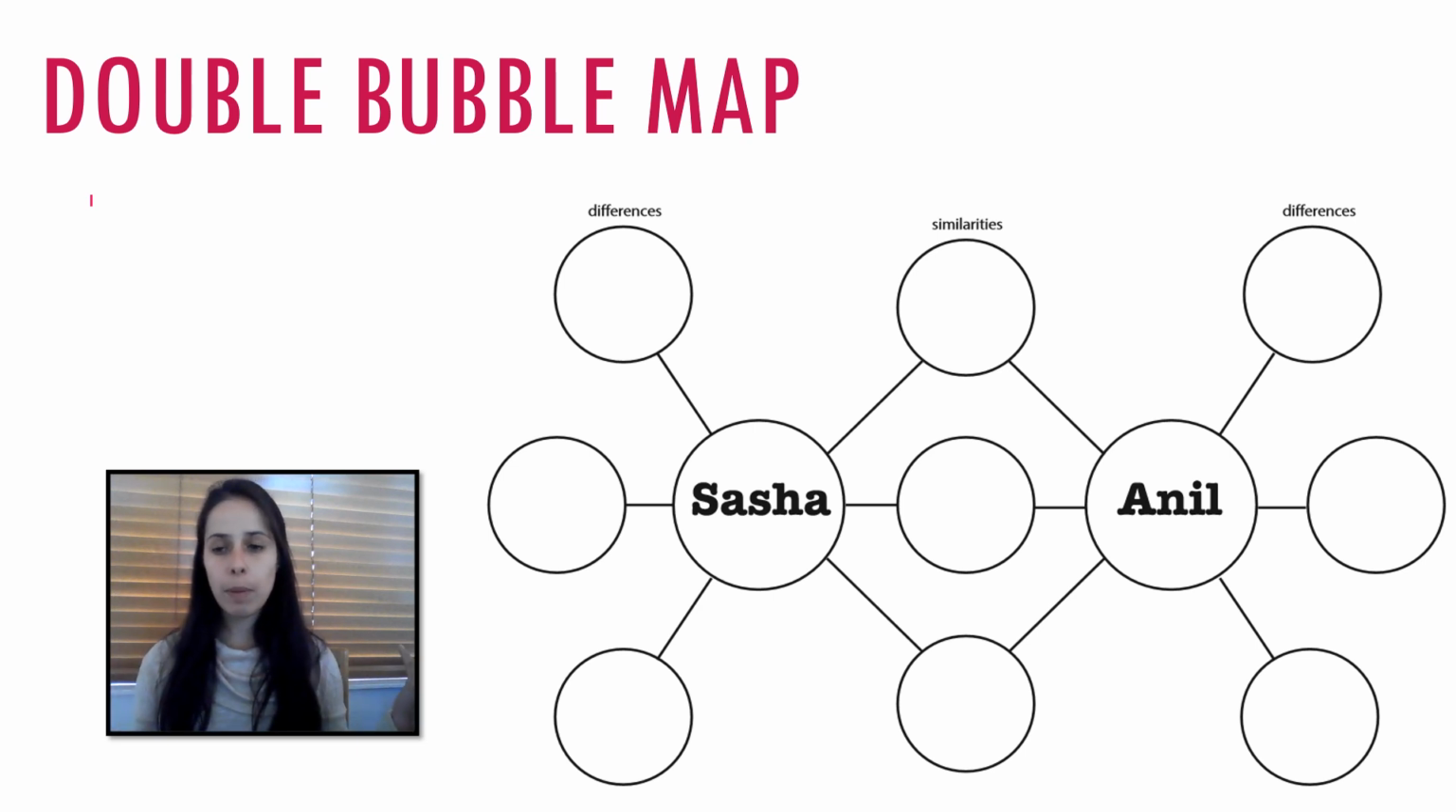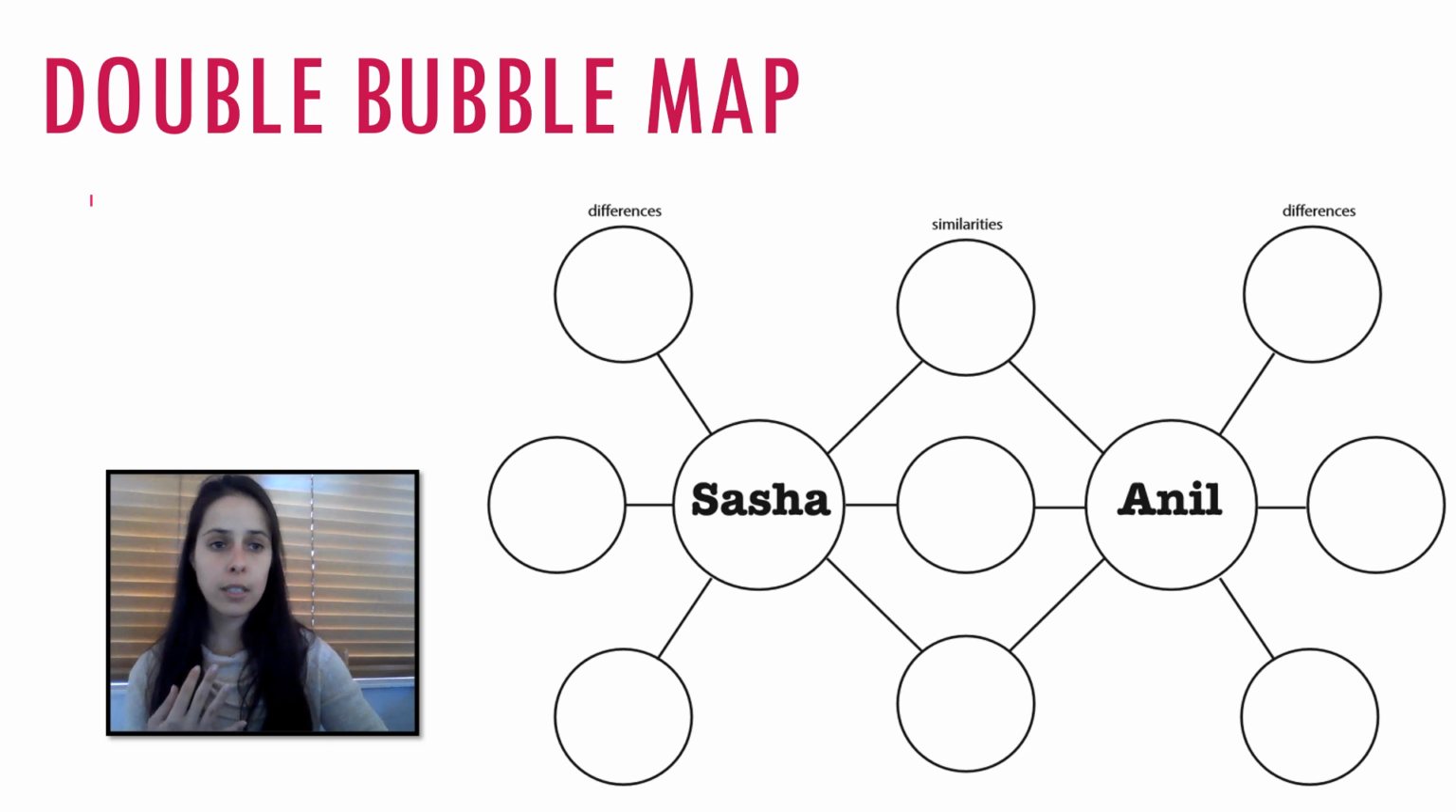On the outer three bubbles, you're going to put differences. They should each have three differences. There should be things that Sasha likes or looks like or does that Anil doesn't, okay? And then they should have three similarities. If you're thinking, oh, but I only saw two similarities, go back and read the story again, or read the character traits again, sorry, because there's definitely at least three differences for each of them and three similarities between them.